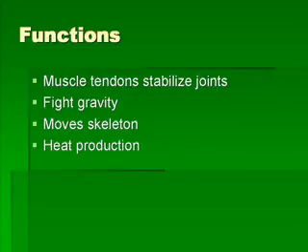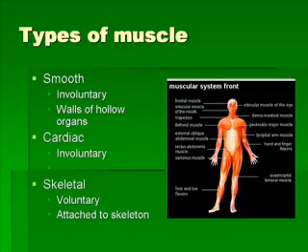And the final function is heat production. We also talked about that when we were talking about the integumentary system, right? Because muscles produce the heat, so in turn, your integumentary system and the sweat glands produce sweat to help cool your body down through the process of evaporative cooling.